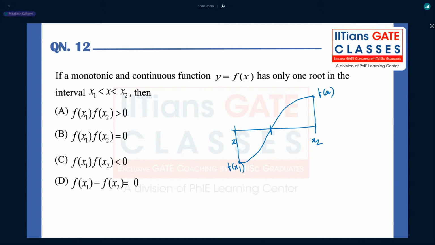So if f of x1 is negative and f of x2 is positive, their multiplication will be less than 0. Similarly, maybe if f of x2 is negative and f of x1 is positive, in that case also their multiplication is less than 0, right? So option C should be correct in this case, that the functions will have opposite signs, so their multiplication will be less than 0. Coming towards the next question.